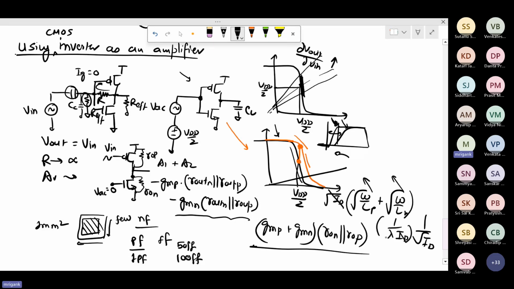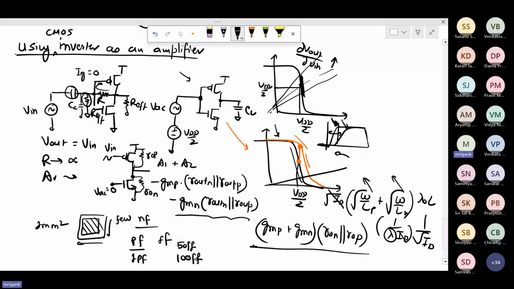So the lambda can be assumed equal to some constant lambda naught times L. Effectively, I can combine this because this is RON parallel ROP. So each of them will be the inverse of 1 upon RON plus 1 upon ROP, and each of them will give you lambda naught times L. So effectively, I would like to have larger W by L and at the same time also larger L, because larger L will give you larger RO and larger W by L will give you larger GM.